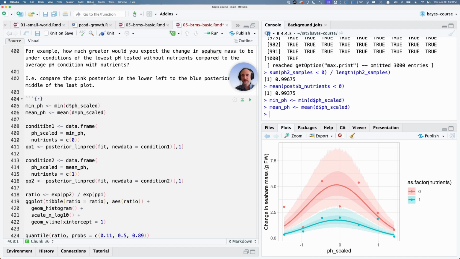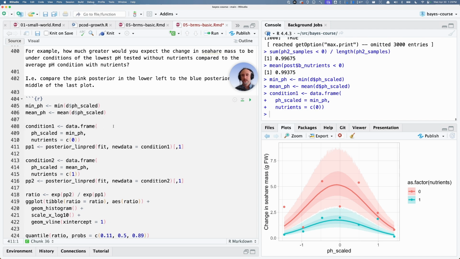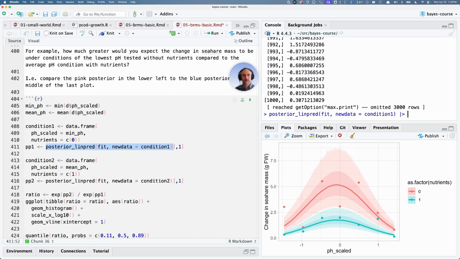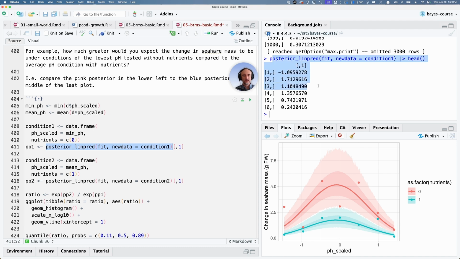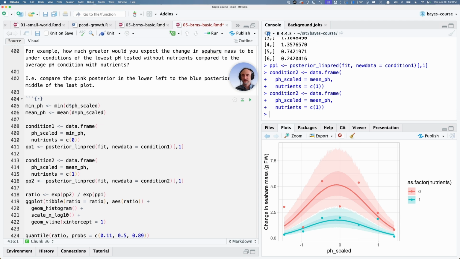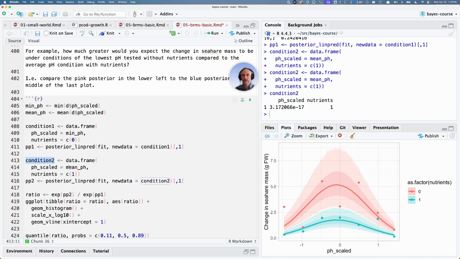So I'm going to create a data frame. And this data frame is really simple. It just has the minimum pH and a nutrient of 0. And I'm going to make a posterior prediction at that. If I just ran this, I would end up with a matrix with one column, but I want this to be a vector just to make it easier to work with. So I'm going to extract the first column. Then I'm going to do the same thing for the mean pH with nutrients. So condition 2 is another simple data frame.